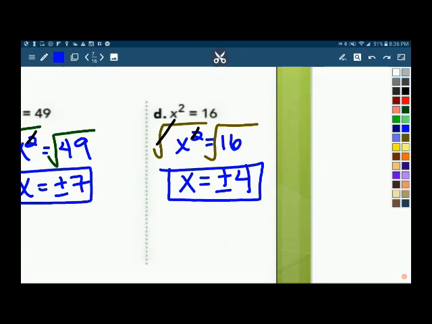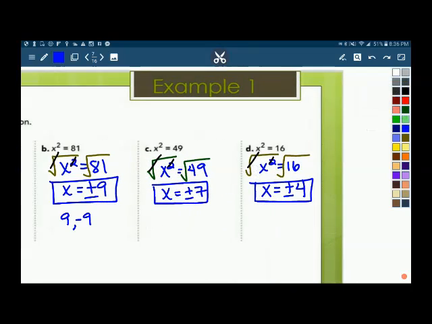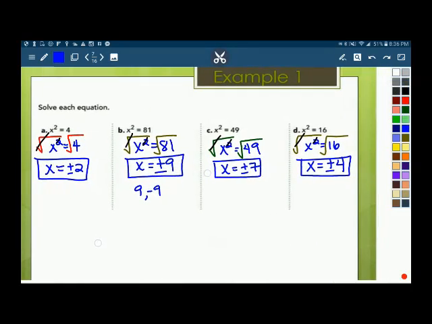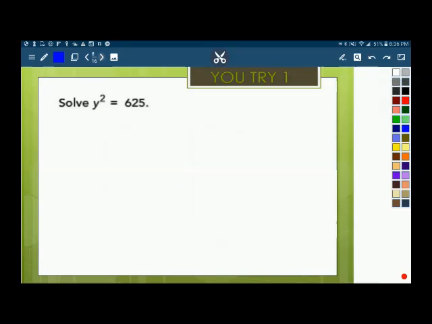Okay, so 4 whole examples we did. This shouldn't be that hard. You get to your You Try and you should be able to be finished in no time. Okay, let's have you give this a shot. If you're not sure what times itself is equal to 625, I would like you not to grab your calculator, but I would like you to start testing numbers.